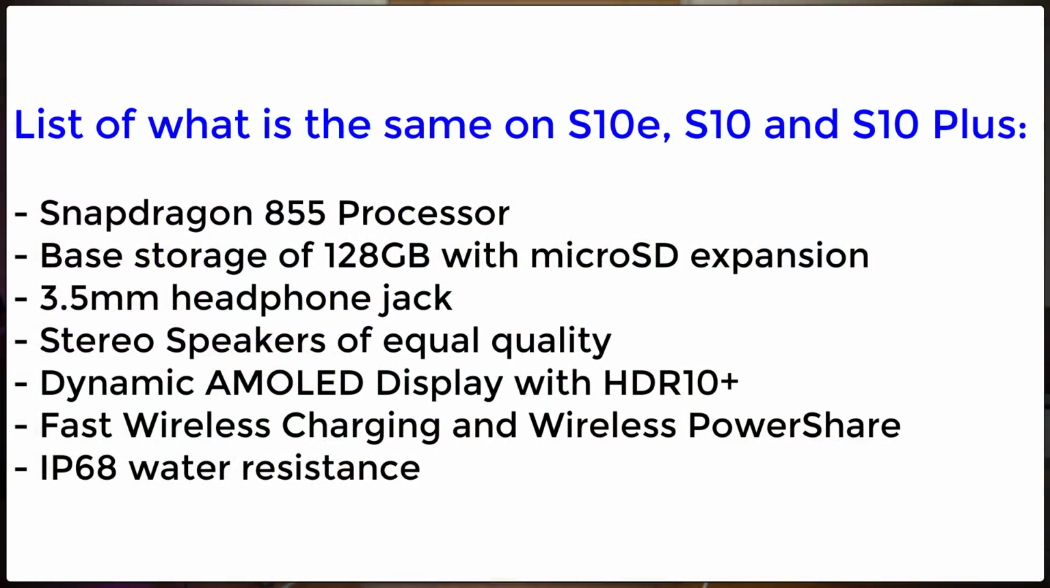So that's the list. I'm going to put the full summary on the screen over here so you can take a look at it. That's the full list of everything that is the same on all these smartphones. And of course, there are some similarities with the camera as well. Let me talk about the camera, and then we're going to move on to exactly what is extra on the S10 and on the S10 Plus.